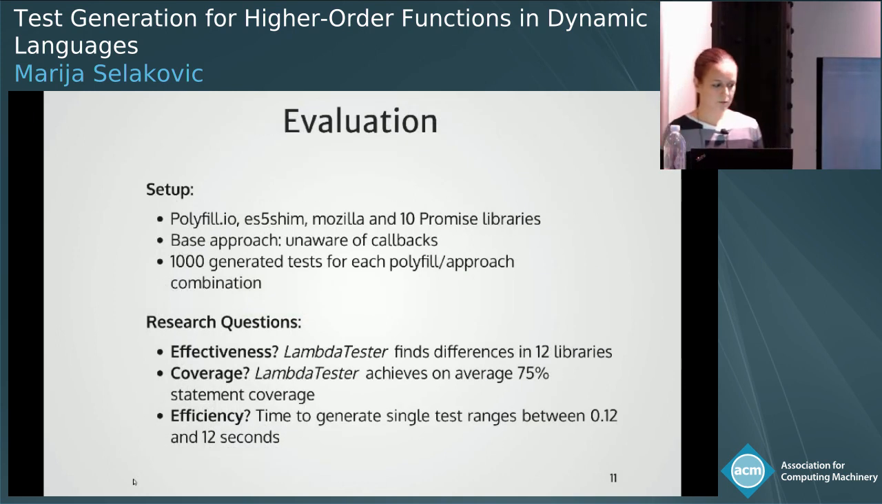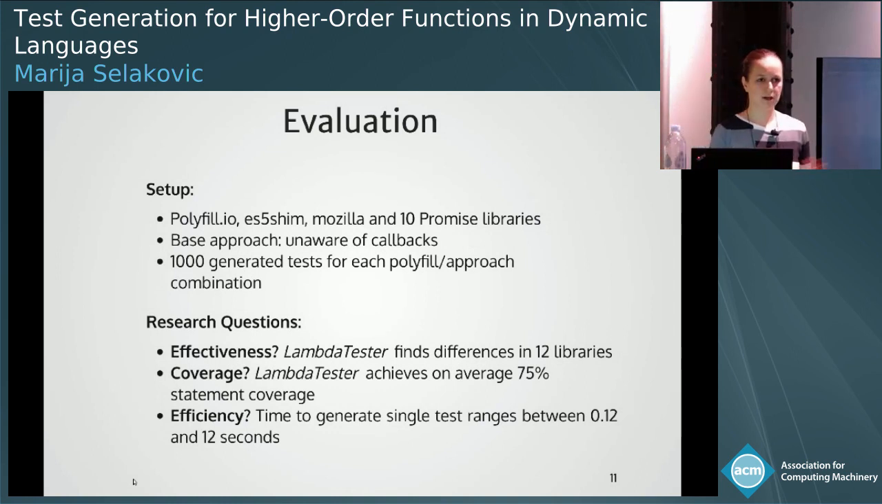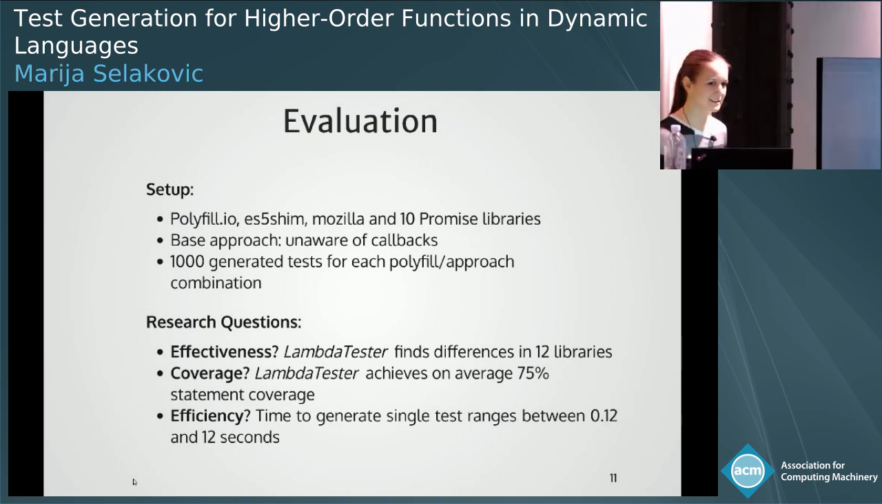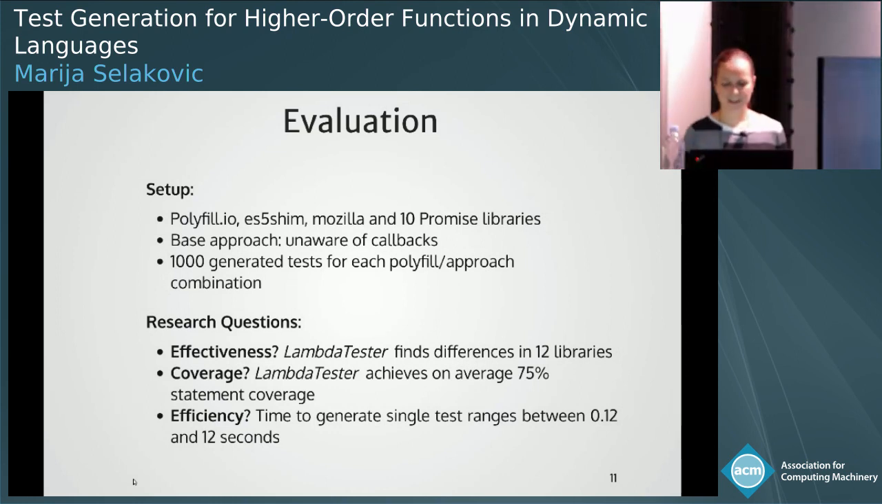In our evaluation, we test two sets of polyfills. One set of polyfills is defined on array objects, like map, reduce, or filter, because all of these methods are higher-order functions. Another set of polyfills is defined on promise libraries. You're definitely going to hear more and learn more about promises in the next talk, but briefly, promises are objects that capture the result of some asynchronous execution.